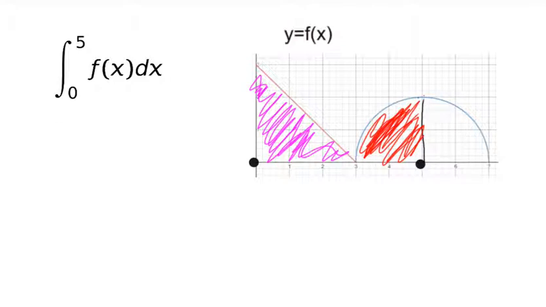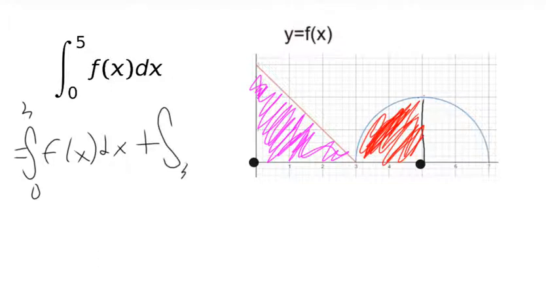So we're looking for the integral from 0 to 5. Now if I have the integral from 0 to 3, and if I add it with the integral from 3 to 5, it makes sense that that would give me the total integral from 0 to 5. So I can write this as the integral from 0 to 3 of f of x dx plus the integral from 3 to 5 of f of x dx. And I can calculate each one of these areas using geometry. So I'll start with the purple one, the integral from 0 to 3 of f of x dx.